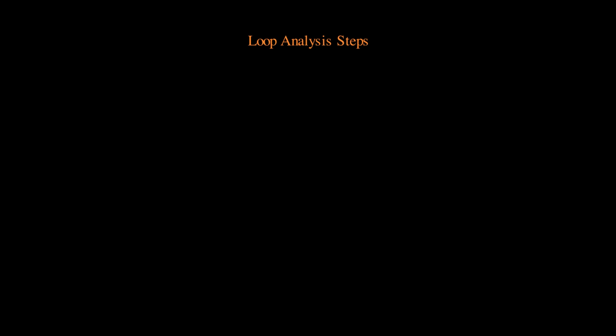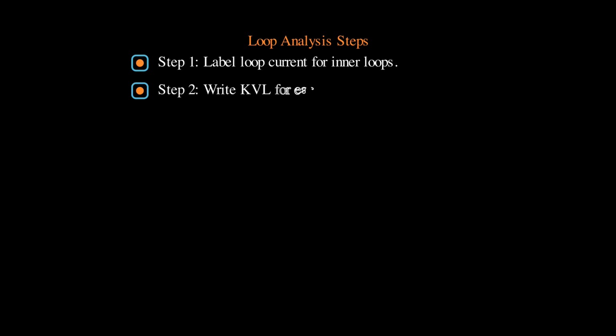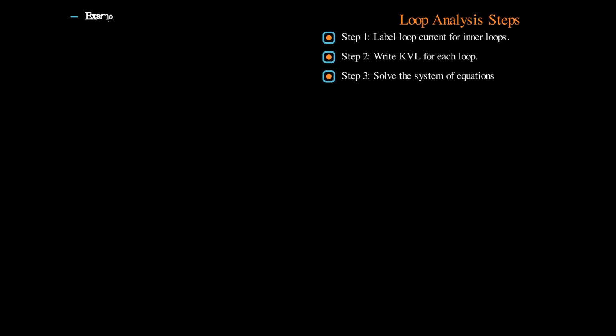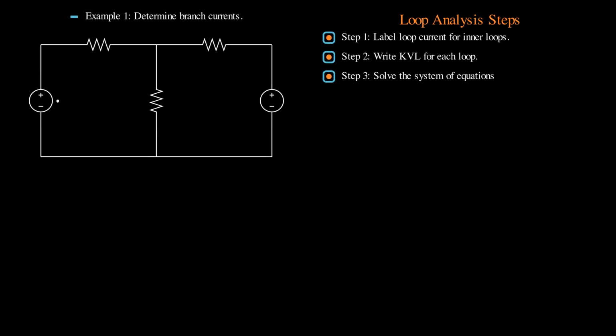Now, let's learn how loop analysis works step by step. Step 1. Label loop current for inner loops. Step 2. Write KVL for each loop. Step 3. Solve the system of equations. Now let's see an example. This is the same circuit we used to explain the concepts. We need to determine the branch currents.